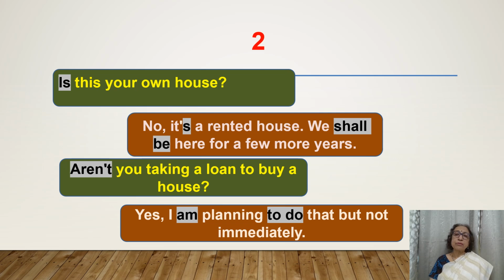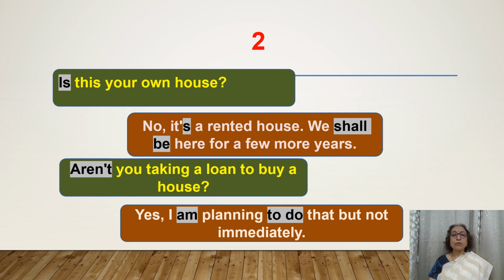That is apostrophe S. Actually, it is. So again, auxiliary verb. Aren't you taking a loan to buy a house? So aren't, again, auxiliary verb. Yes, I'm planning to do that, but not immediately. So we have here am and to do. Although to do is not used as a verb here, but it is a structure as verb. I will tell you more about these non-finite verbs later.